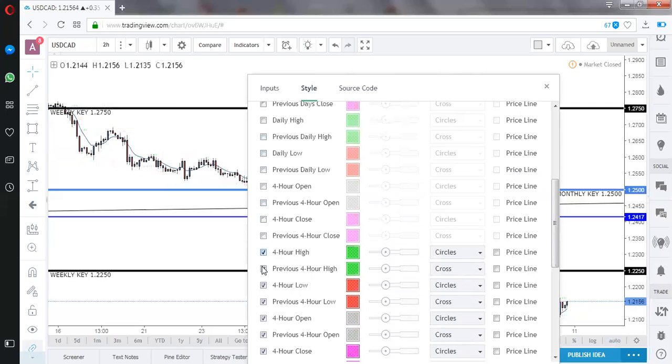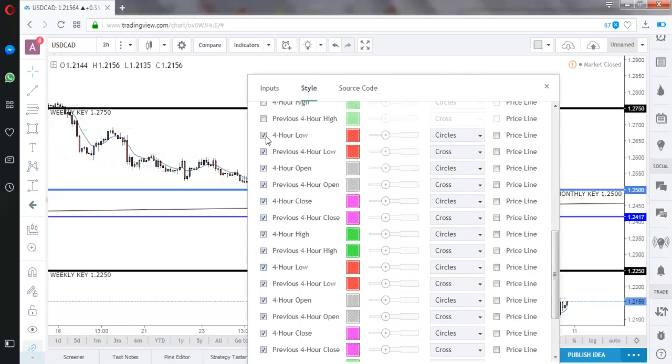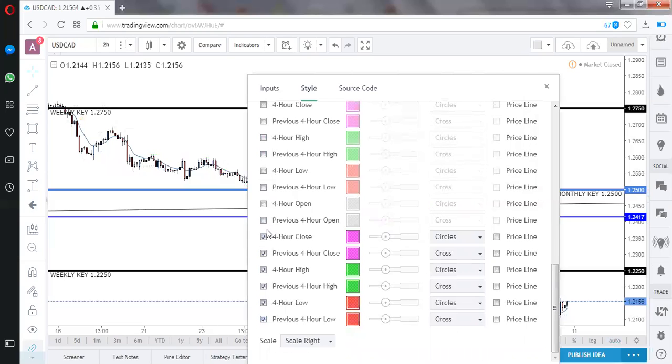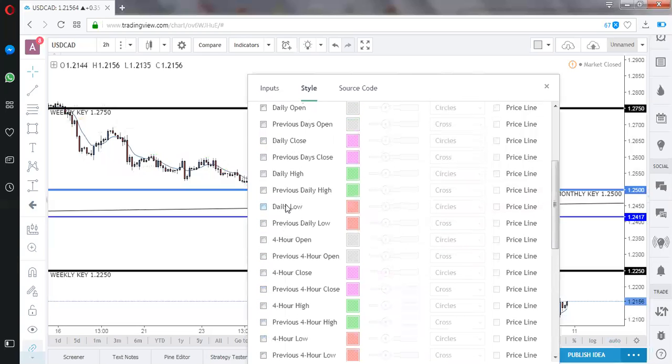There are so many of them. It's very exhausting. Uncheck, uncheck, uncheck. Okay. So you want to check the previous daily high, this one here, and the previous daily low.